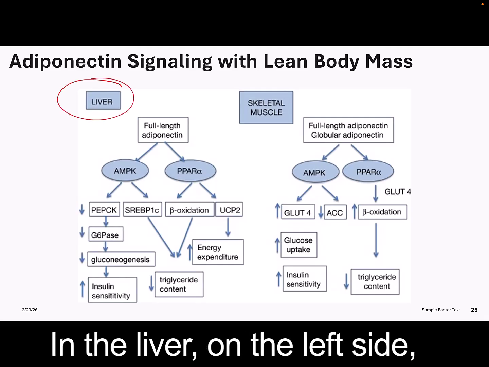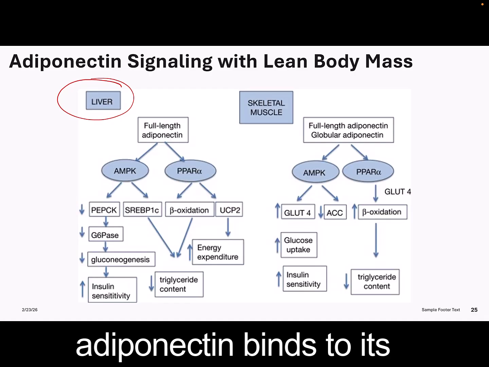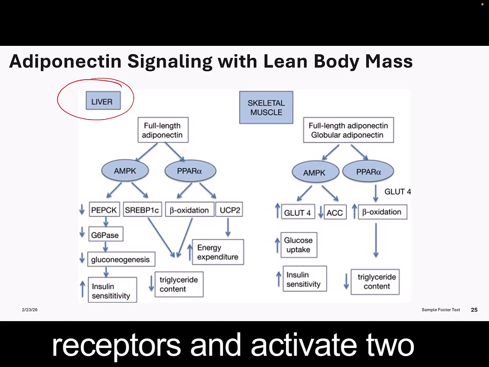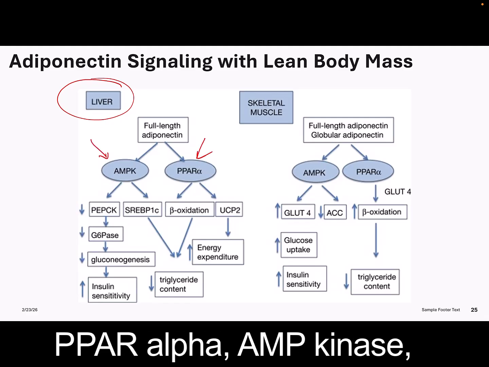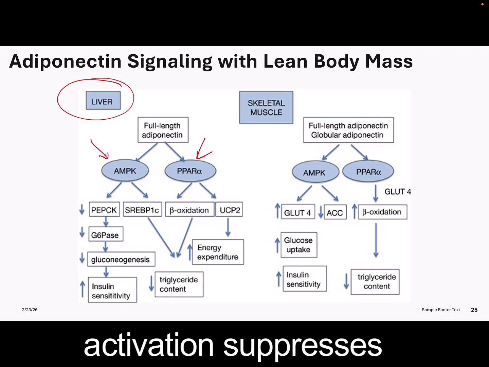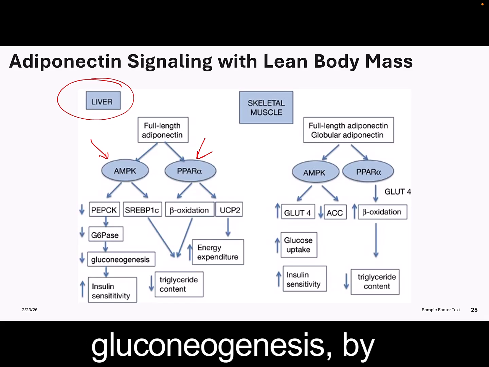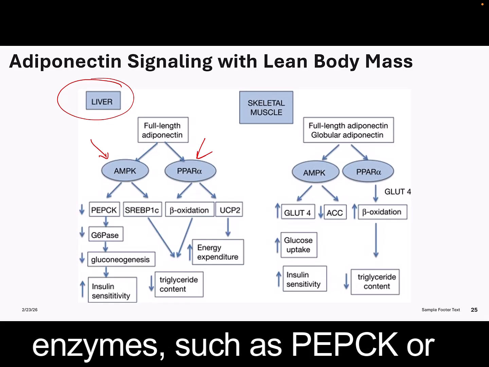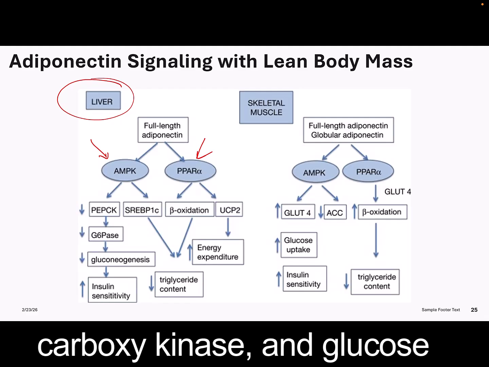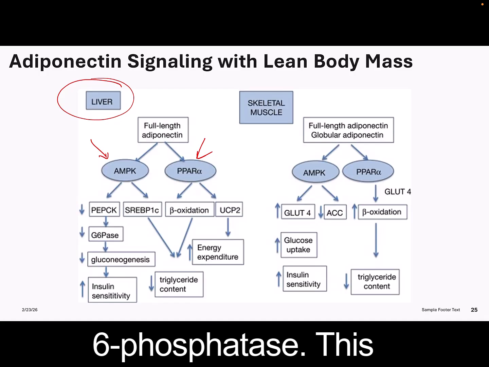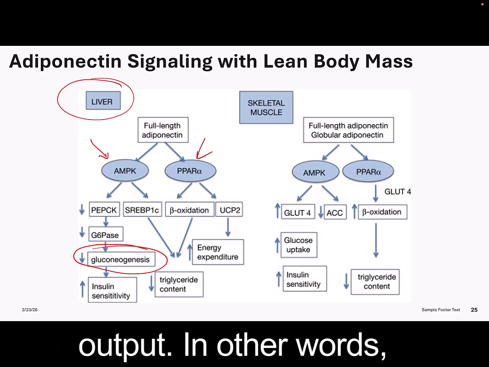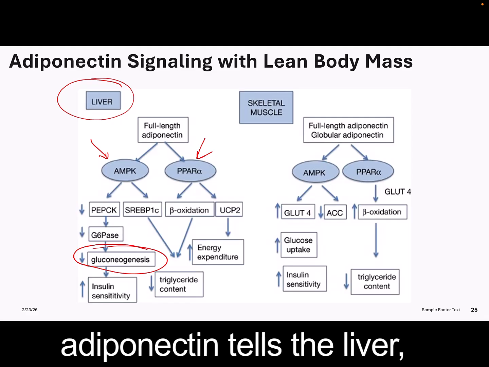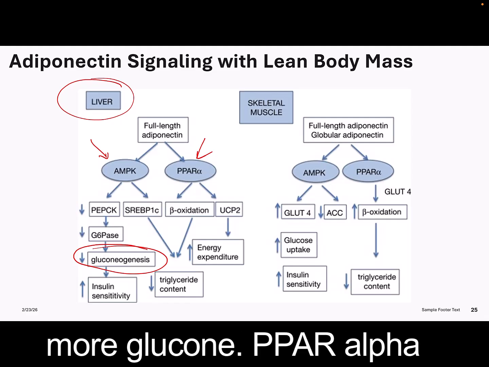In the liver, on the left side, adiponectin binds to its receptors and activates two major signaling pathways, the AMP kinase and the PPAR alpha. AMP kinase activation suppresses gluconeogenesis by reducing one of the key enzymes, such as PEPCK, or phosphoenolpyruvate carboxykinase, and glucose 6-phosphatase. This decreases hepatic glucose output. In other words, adiponectin tells the liver, you don't need to make any more glucose.